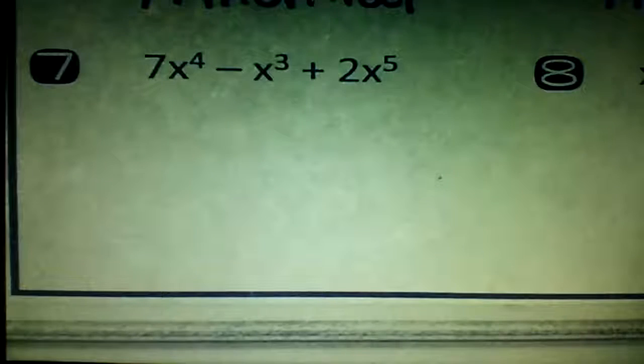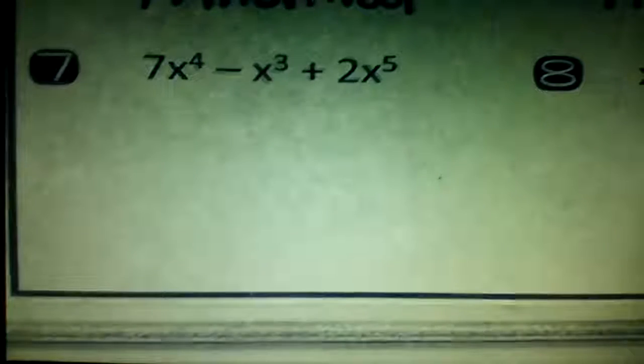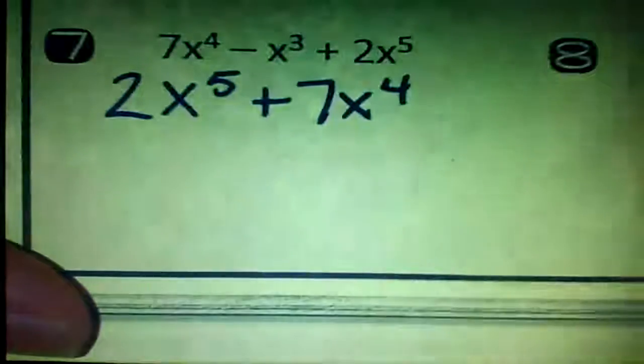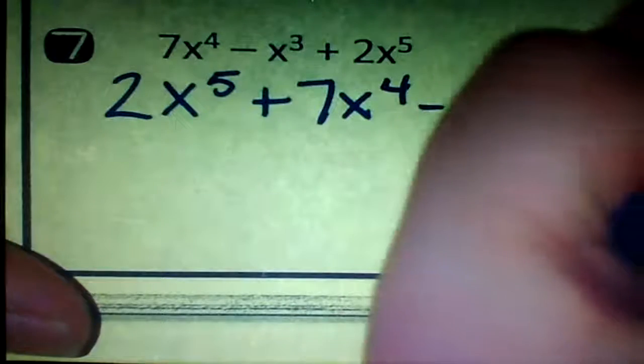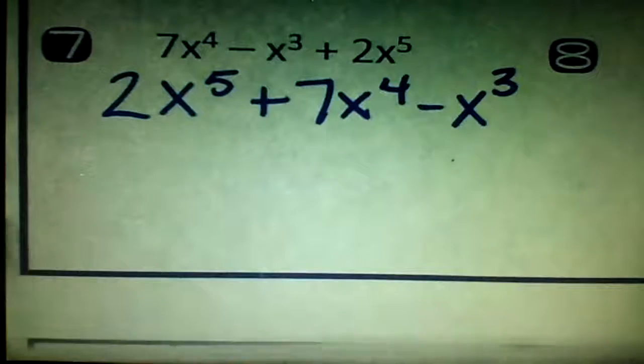Okay, this one needs to be rewritten. Which one should go in front? 2x raised to the fifth. 2x to the 5th power. The next one is 7x to the 4th minus x cubed. Trinomial. This is a trinomial, and it's a quintic.